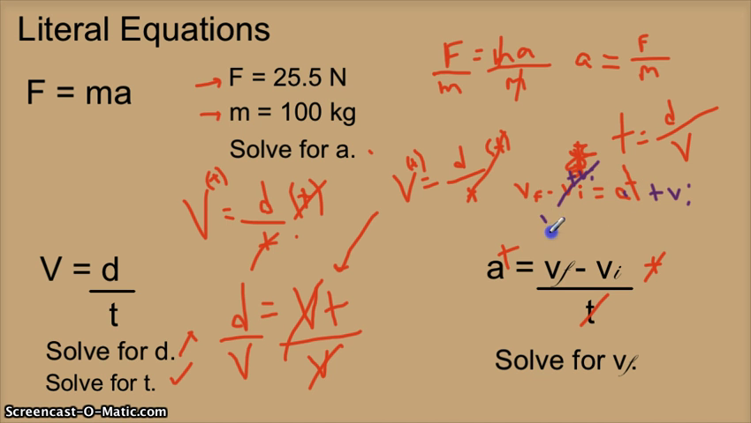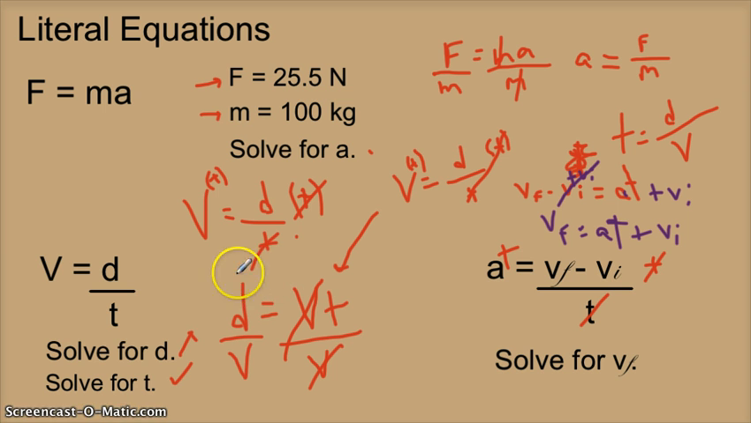So you finally have VF equals AT plus VI. Right there. I know it's a little muddled right up here, but that's how you would go about doing that.